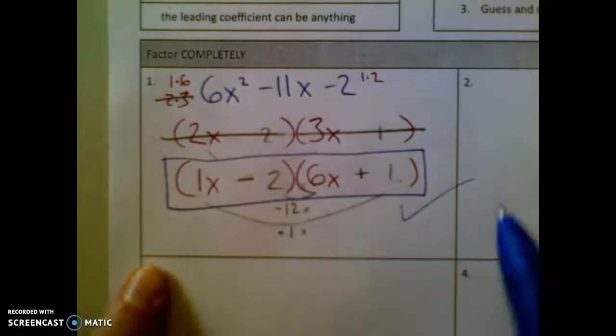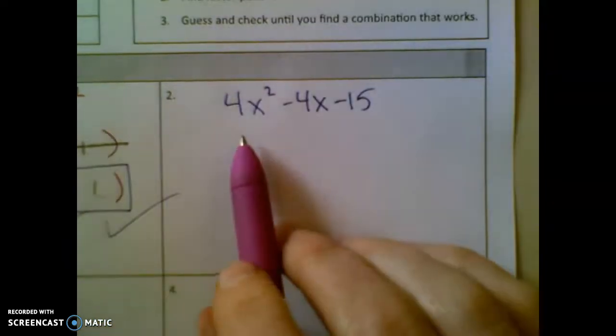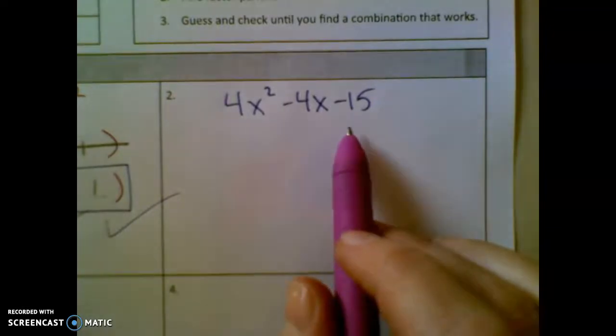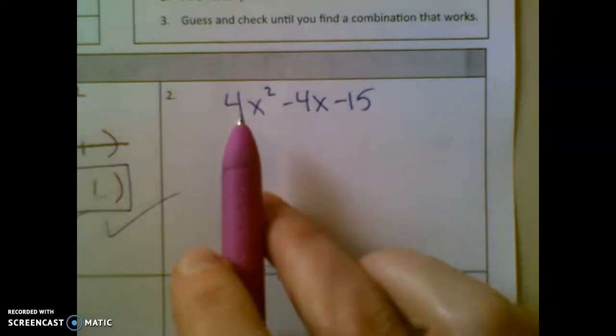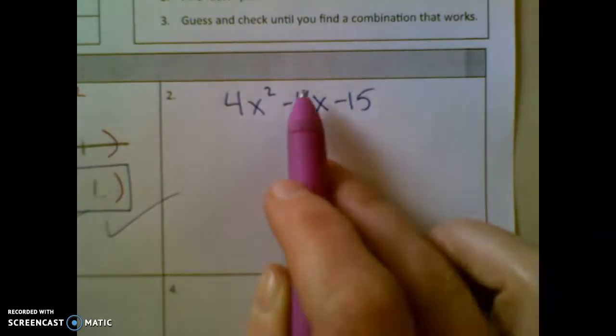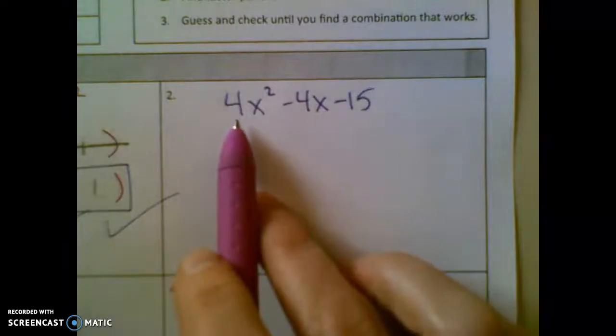You get the same thing back. All right, so question 2 says 4x squared minus 4x minus 15. Again, step 1 is to factor out a GCF. So check my smallest term, 4. Does 4 go into 4 and 15? Well, yes and no. So 4 is not a GCF.